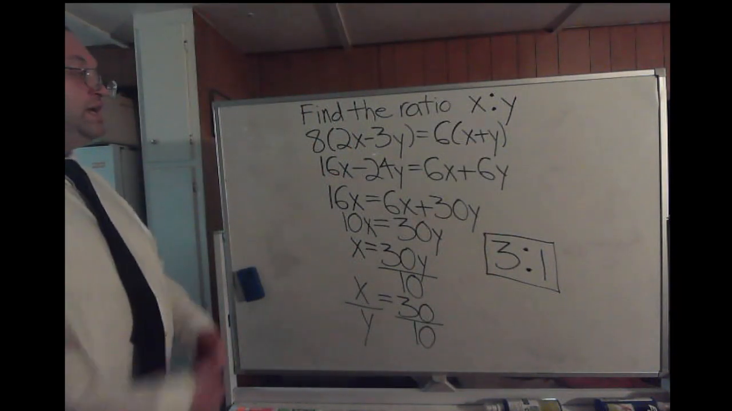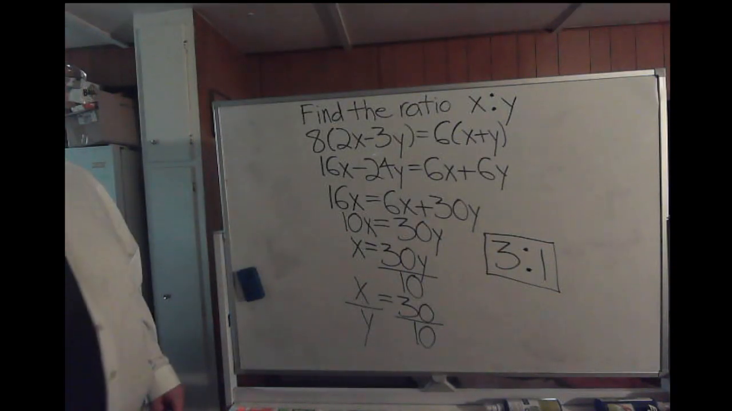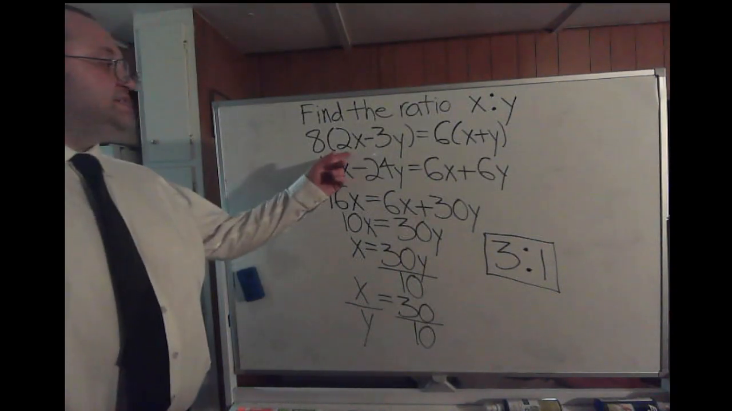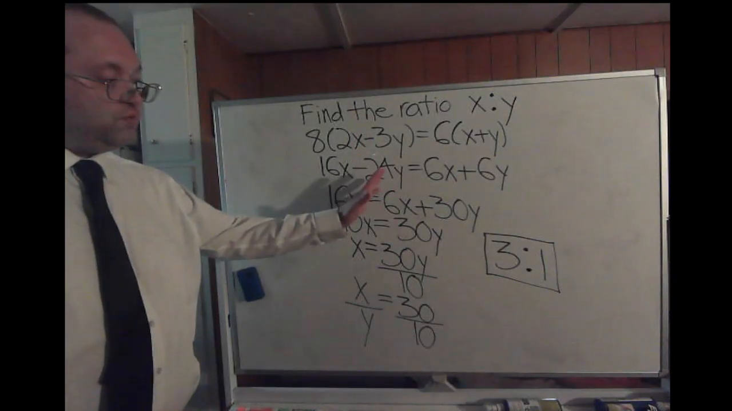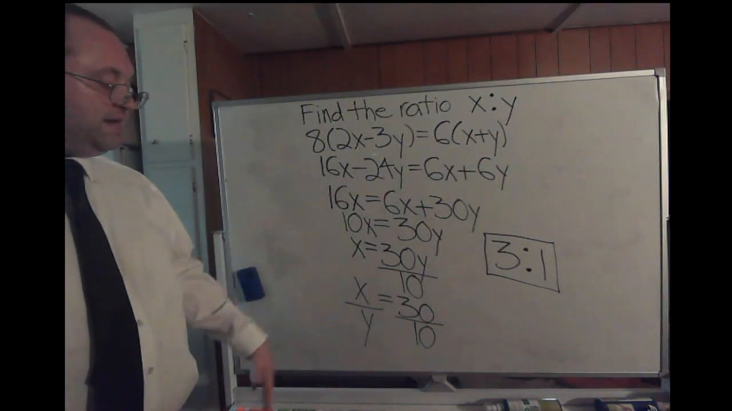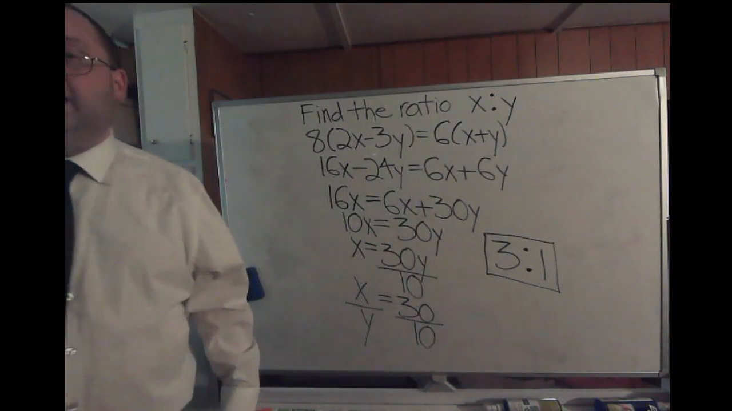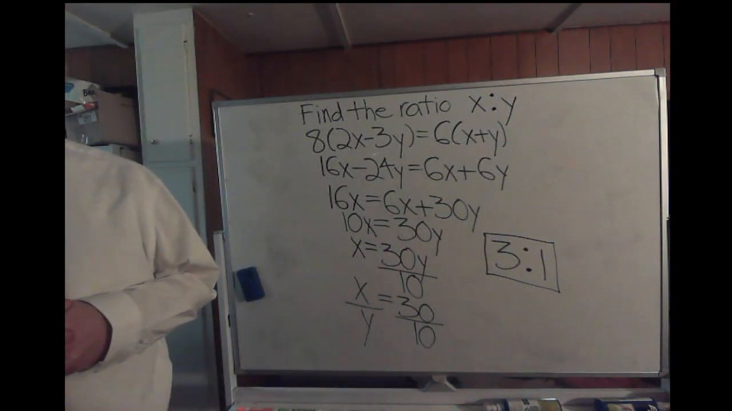So ratio's just fancy term for division. And then if you're solving these type of problems, isolate your x to one side, your y to another, simplify it, and divide by y, you'll end up having your ratio of x to y. And then simplify the fraction if you need to.